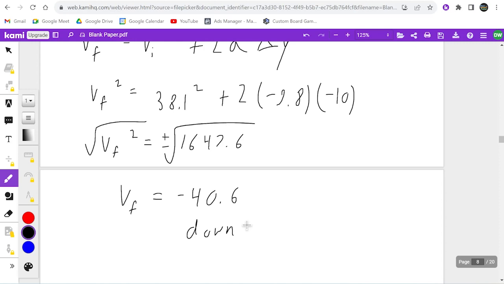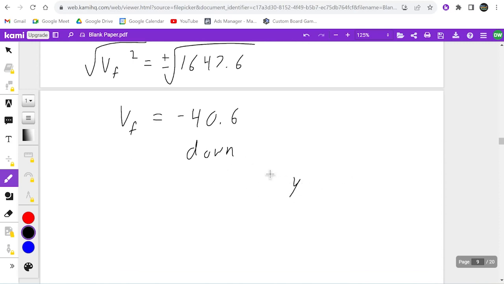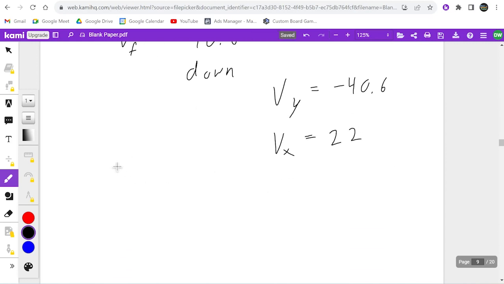Yeah, no, because you just found the y component. You found vy, we saw vx. So vy is negative 40.6. Vx is still the 22 we found from the beginning. Because if you think about it, this final speed, let me just draw the picture again. This final speed is pointing down at an angle, isn't it? Which means I got to find vx, I got to find vy, which luckily I already did.